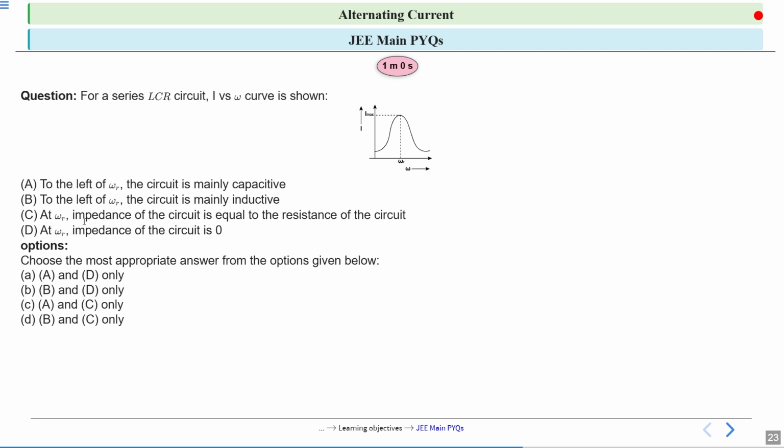Third statement is at omega R, impedance of the circuit is equal to the resistance. And at omega R, impedance of the circuit is 0. So options are, choose appropriate options. Option A is A and D only, B is B and D only, C is A and C only, D is B and C only. So which statements are correct? According to that, you should choose the correct option. Okay, so I will give you some time to think about it.